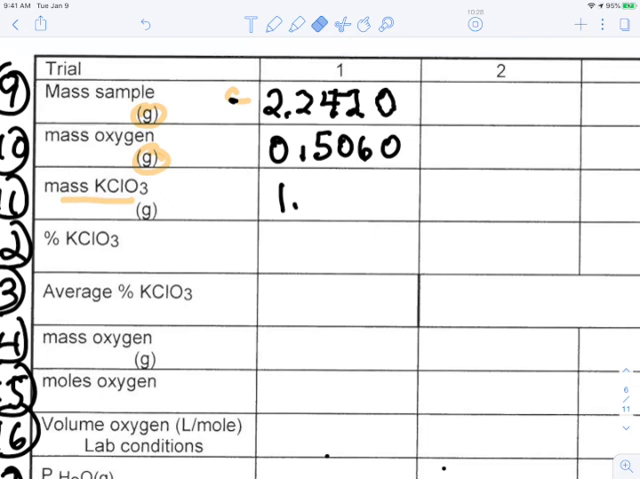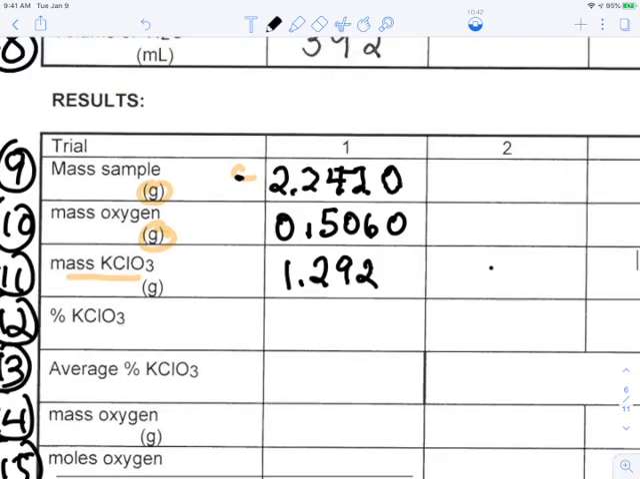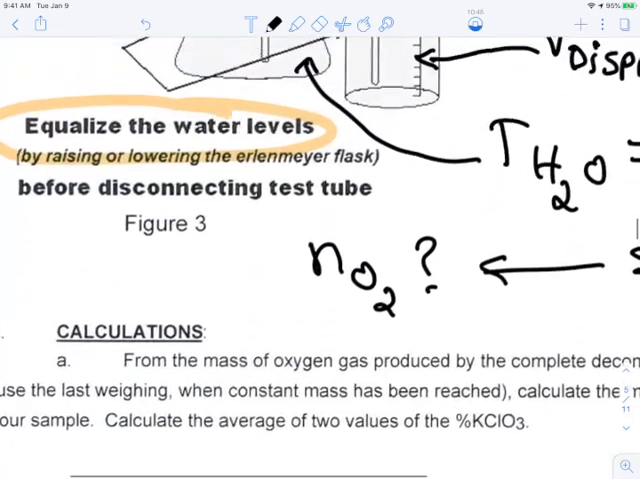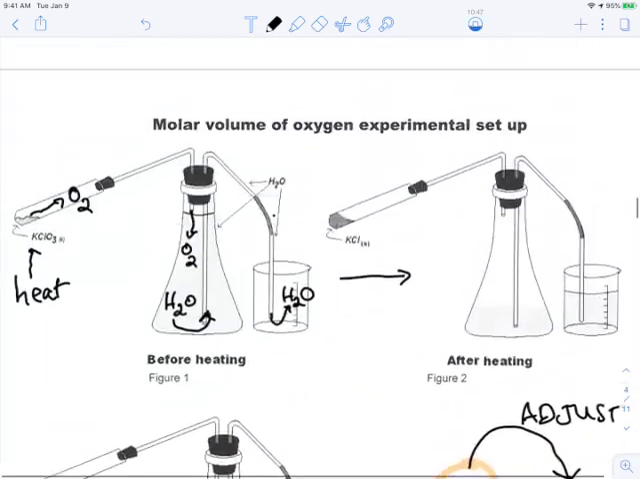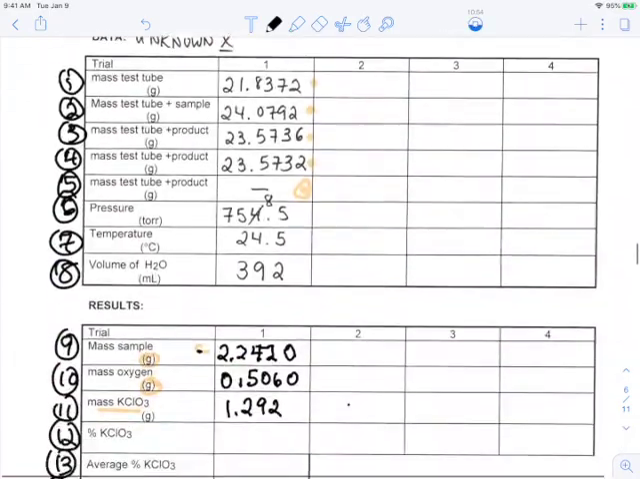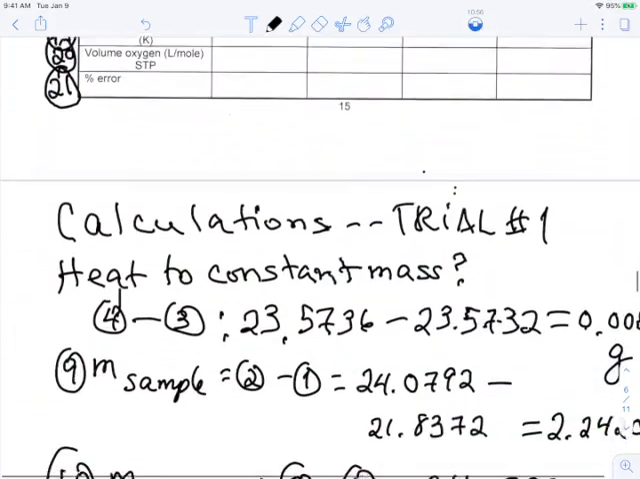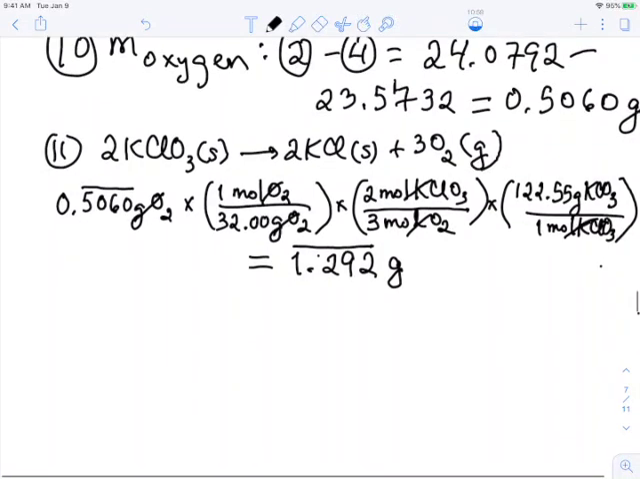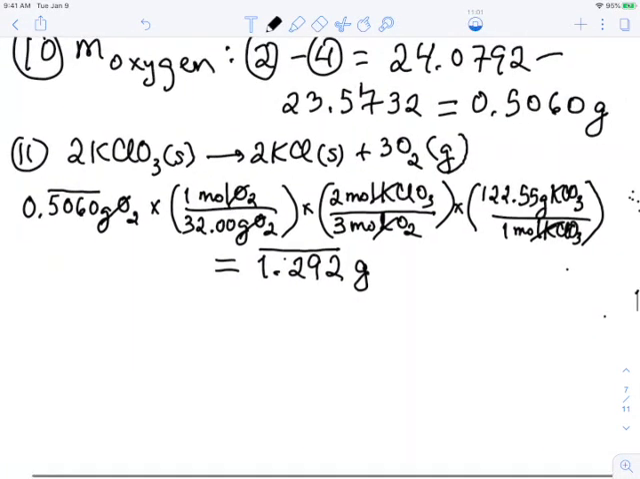Over here, I'm going to put in 1.292 grams of potassium chlorate. Remember, our first objective in the experiment was to find out the percent of potassium chlorate in our mixture. So now that we have the grams of potassium chlorate, we can calculate the percent potassium chlorate in our mixture.